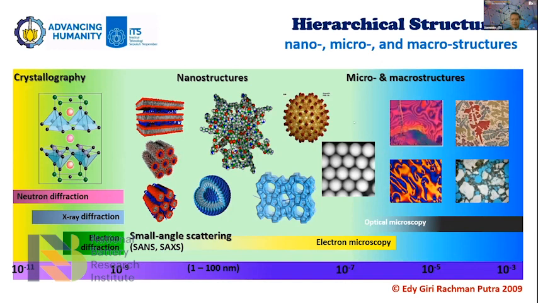And this is the electron microscopy, and this is the optical microscopy. So from angstrom size objects, like atomic distance, the crystal structure, and the nanostructure, micro to micrometer structure can be studied by this neutron, X-ray, or electron with the various wavelength like this.